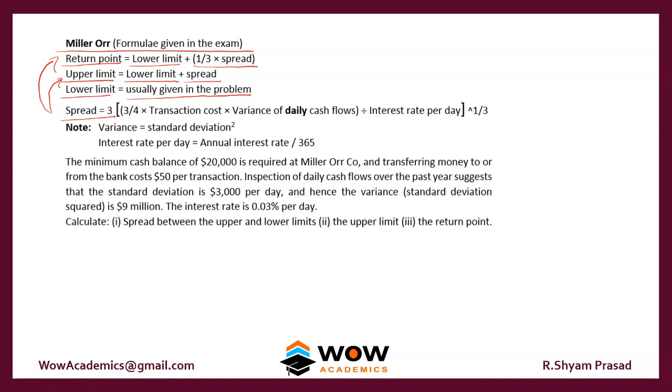So the spread is 3 into 3/4 into transaction cost into variance of daily cash flow, divided by interest rate per day. So first you have to solve this part, then you have to take the power of 1/3. After you take the power of 1/3, you have to take this answer and multiply it by 3. Here the variance is the square of the standard deviation of cash flow, and interest rate per day refers to the annual interest rate divided by 365.